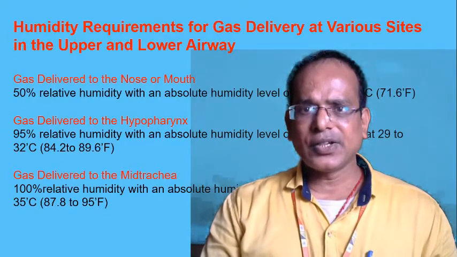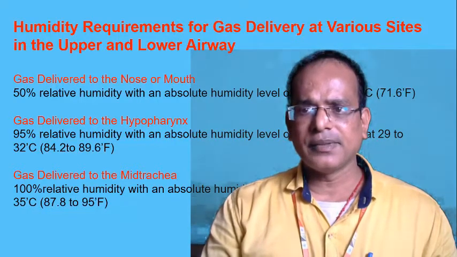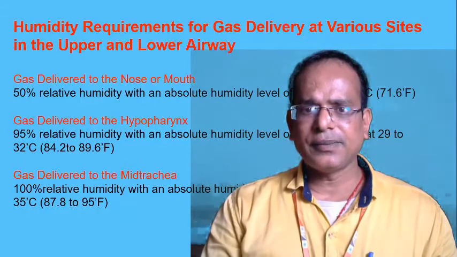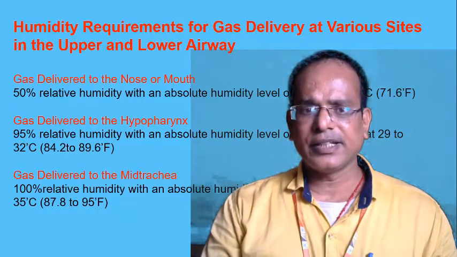So, humidity requirement for gas delivery at various sites in the upper and lower airway: gas delivered to the nose or mouth, 50% relative humidity with an absolute humidity level of 10 mg per liter at 22 degrees Celsius, that is 71.6 degrees Fahrenheit. Gas delivered to the hypopharynx, 95% relative humidity with an absolute humidity level of 28 to 34 mg per liter at 29 to 32 degrees Celsius, that is 84.2 to 89.6 Fahrenheit.